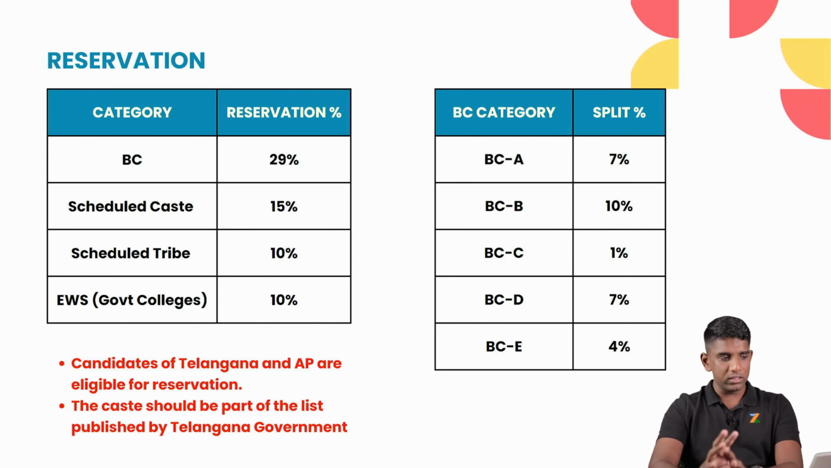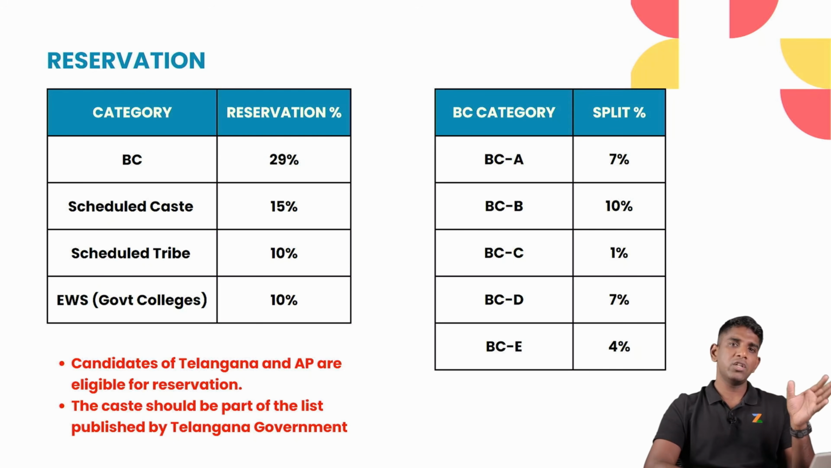Next is the general reservation. In Telangana, BC category has 29% reservation, SC category has 15% reservation, ST category has 10% reservation, and EWS category has 10% reservation, but this reservation is only applicable in government colleges. In terms of reservation, both candidates of Telangana and Andhra Pradesh are eligible, but their caste should come under the Telangana government list. If it doesn't come under the caste list published by Telangana, then they won't be eligible.